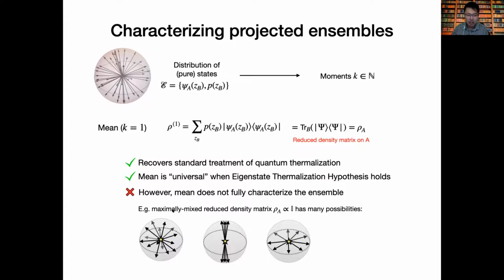For example, the maximally mixed state of rho A being proportional to the identity, which means that the center of mass of all the arrows is pointing right smack in the middle of the Bloch sphere, could have many origins. It could be all the states pointing roughly uniformly around the Bloch sphere. They could be concentrated along the north and south pole, or they could be lying in the equatorial plane. And so this mean does not distinguish between these 3 cases.